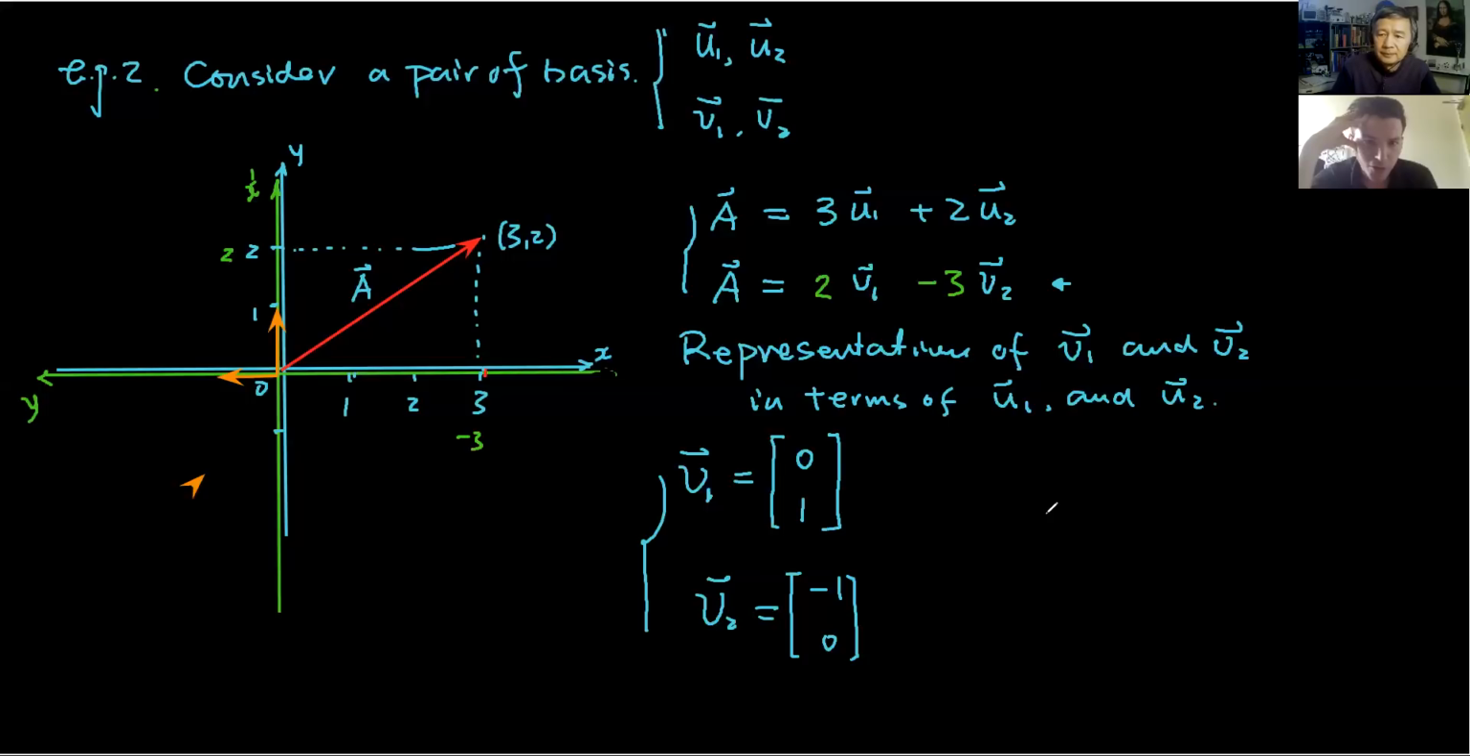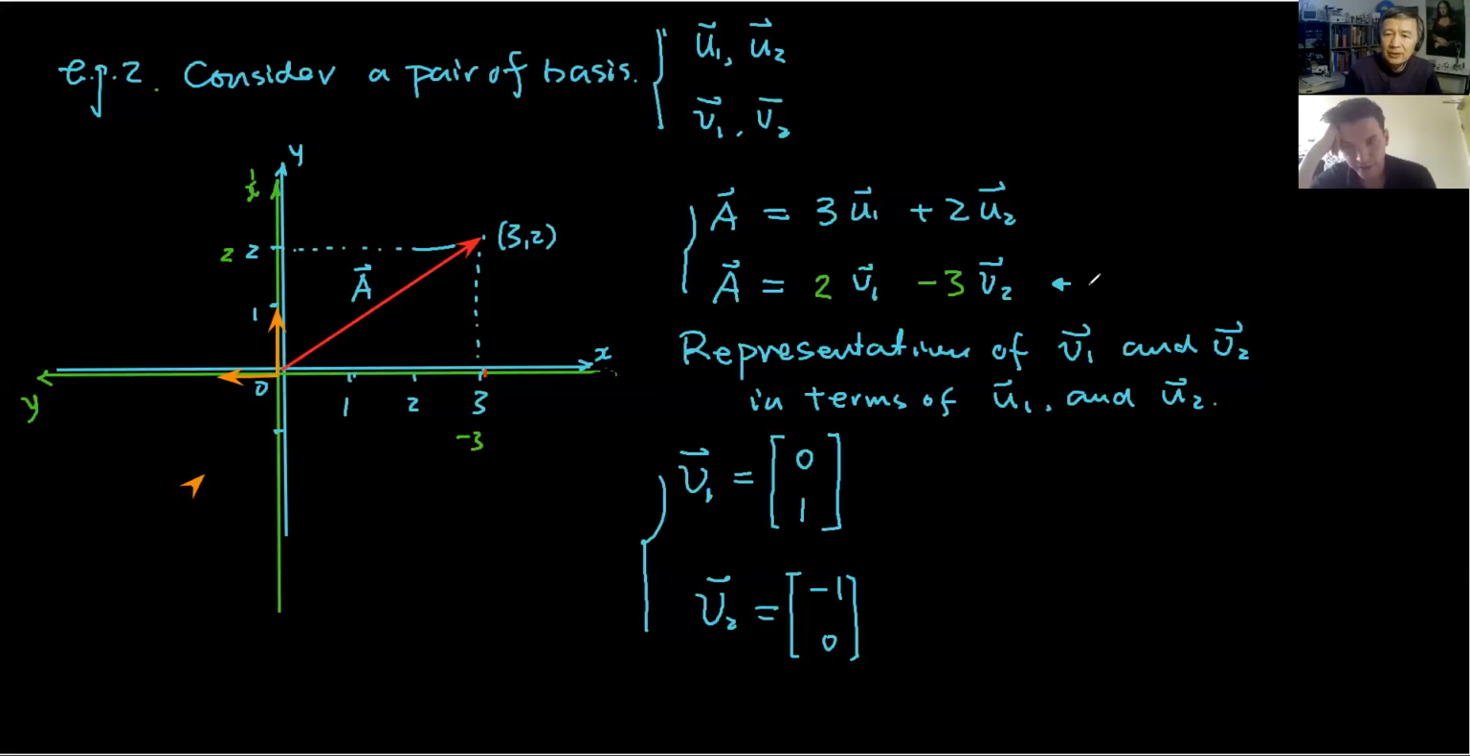Not in terms of U. Is it not just 3, 2? Or no? I'm lost. Oh, sorry. In terms of, sorry, my fault, in terms of the second basis. Right. So the 2, -3 in the vector, right?